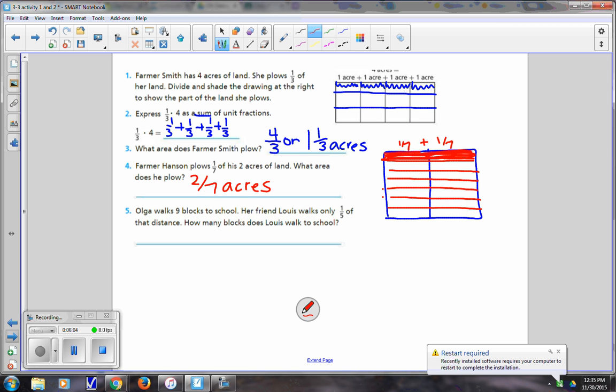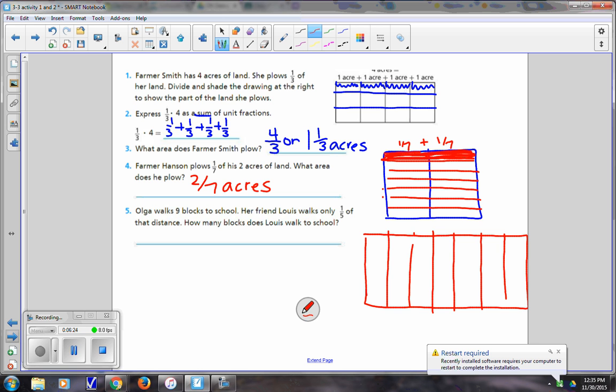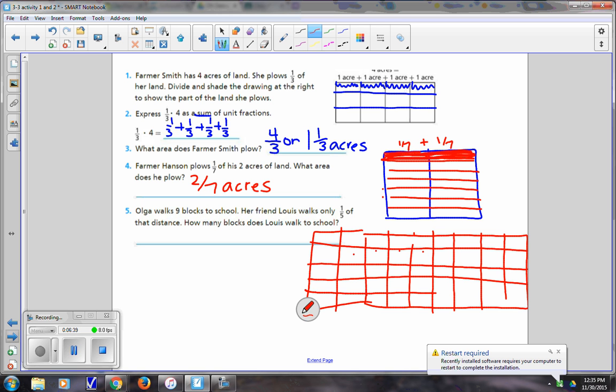Olga walks 9 blocks to school. Her friend Luis walks only 1/5 of that distance. How many blocks does Luis walk to school? So you're looking at 9 blocks. 1, 2, 3, 4, 5, 6, 7, 8, 9. Okay. Then we're going to split it into 5 pieces. 1, 2, 3, 4, 5.